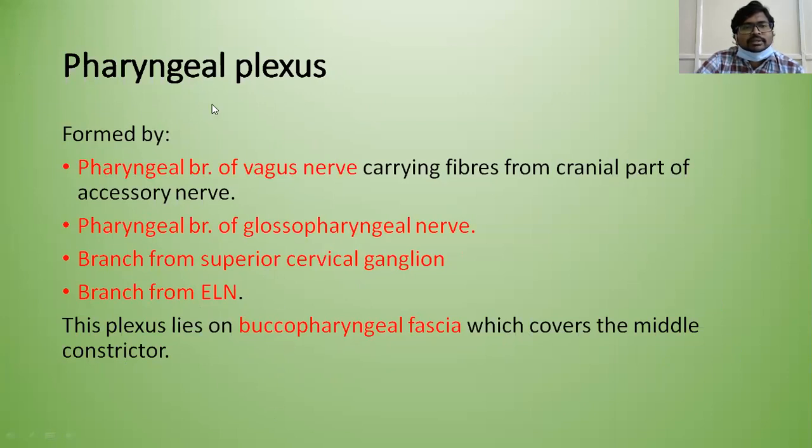So, pharyngeal plexus is formed by pharyngeal branch of vagus nerve, pharyngeal branch of glossopharyngeal nerve, branch from superior cervical ganglia of sympathetic trunk, and finally branch from external laryngeal nerve. This plexus lies on the buccopharyngeal fascia, which covers the middle constrictor muscle at that level.